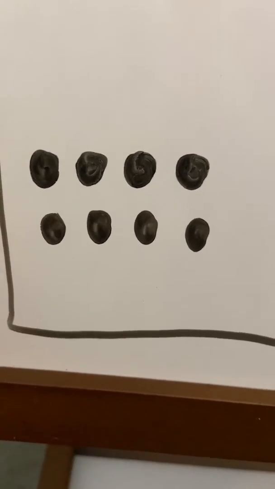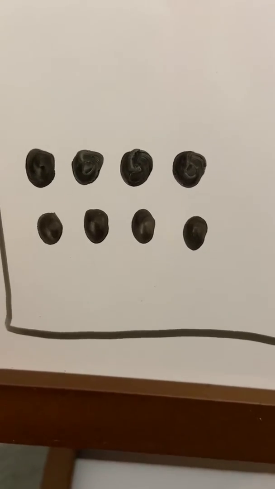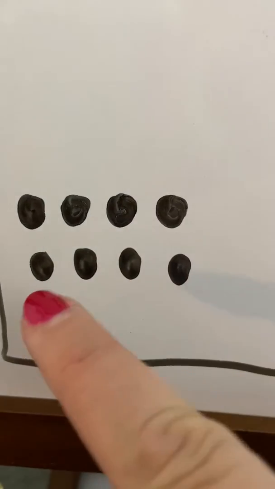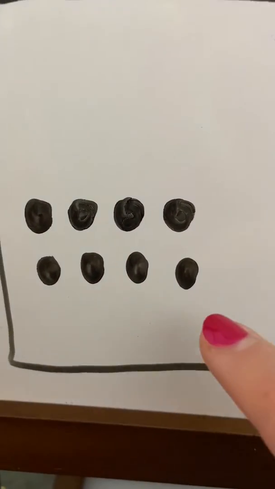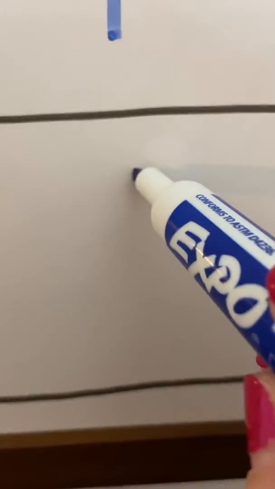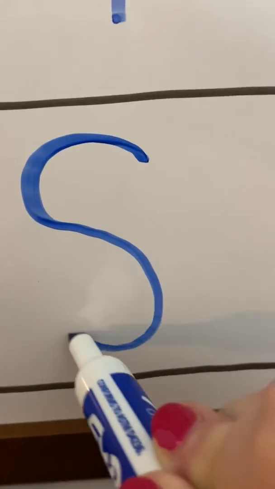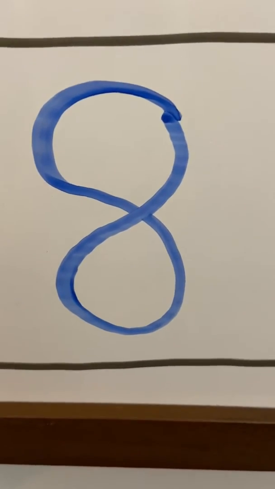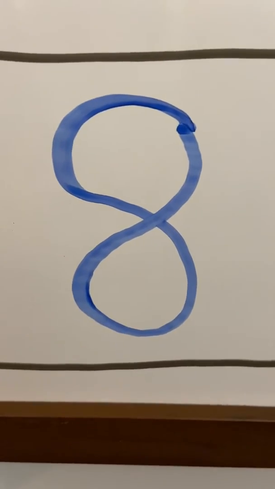Next one, 2 lines of 4. 4 and 4 make 1, 2, 3, 4, 5, 6, 7, 8. Let's write 8. Make an S, but do not stop. Back to the top and an 8 you've got. Write a whole row of 8.